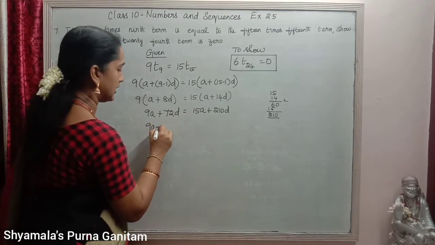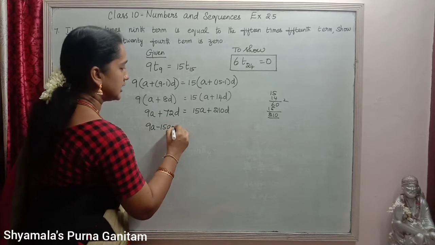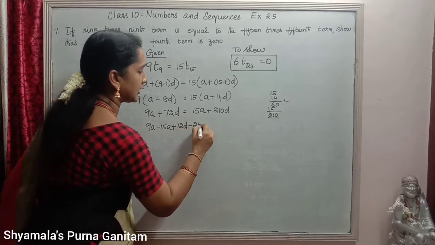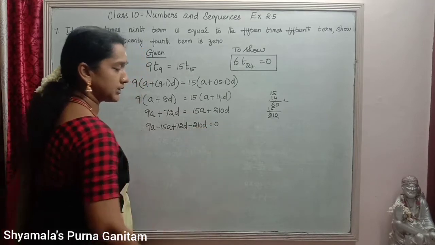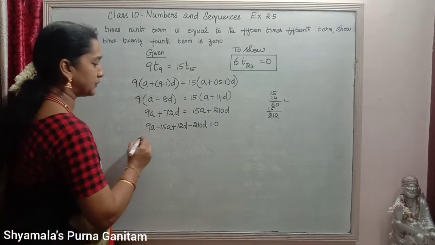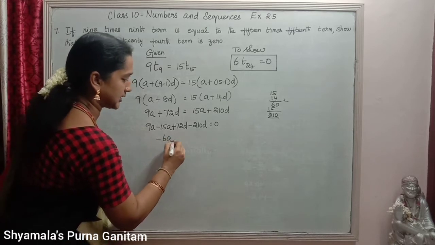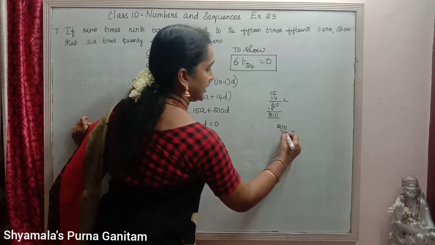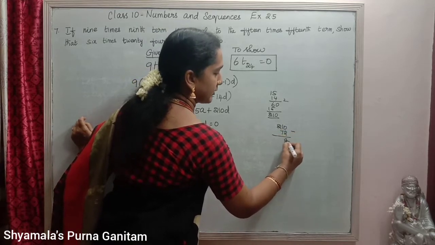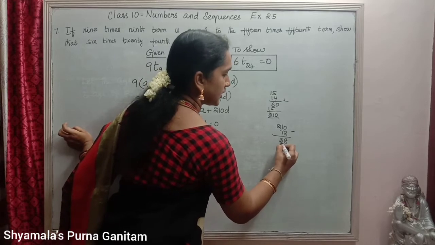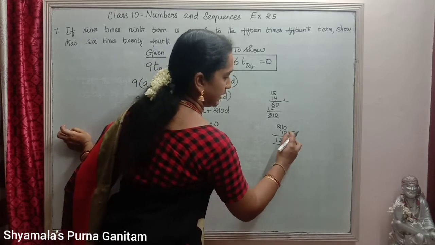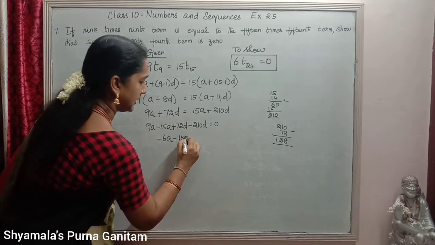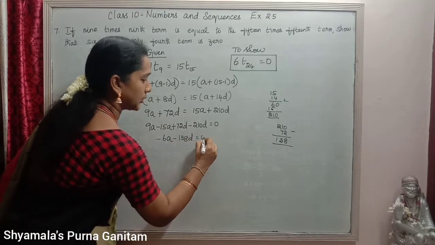So 9A minus 15A plus 72D minus 210D is equal to 0. So 9 minus 15 is minus 6A. Then 210 minus 72: 7 plus 3 is 10, so 138. Minus 138D is equal to 0.